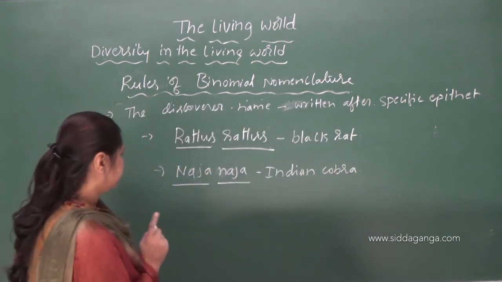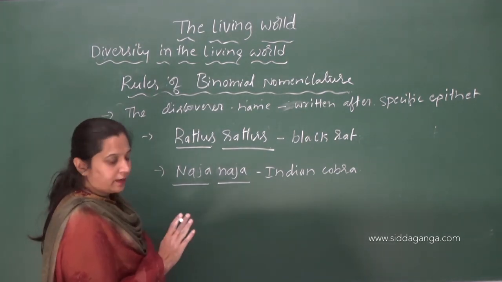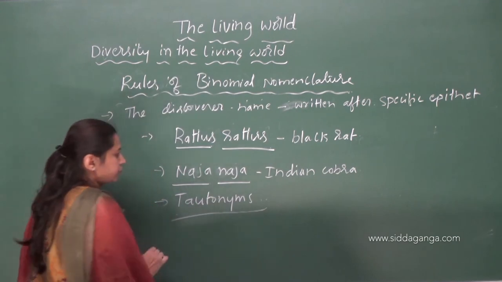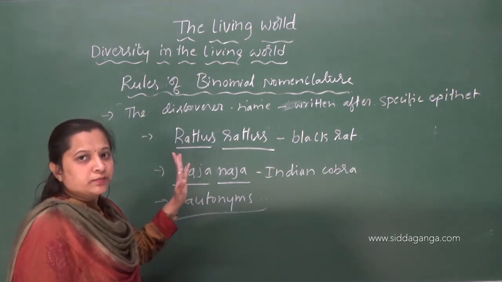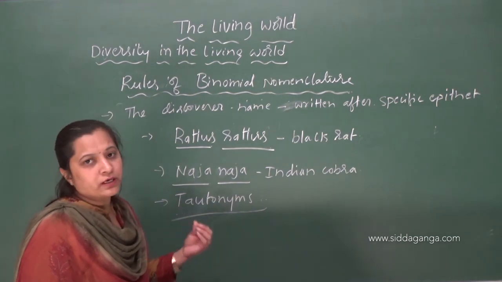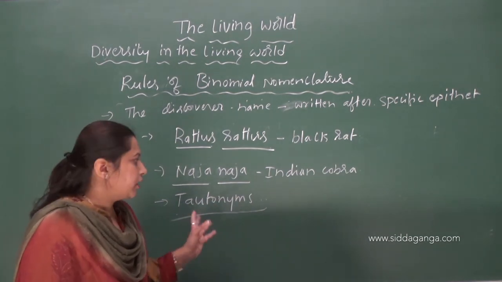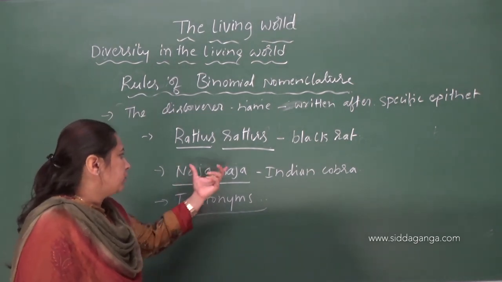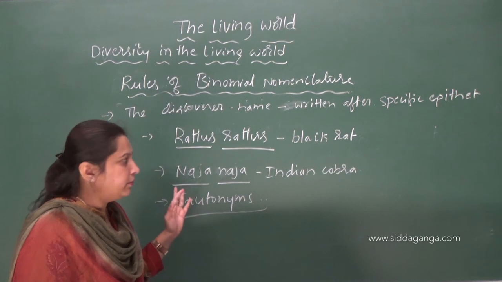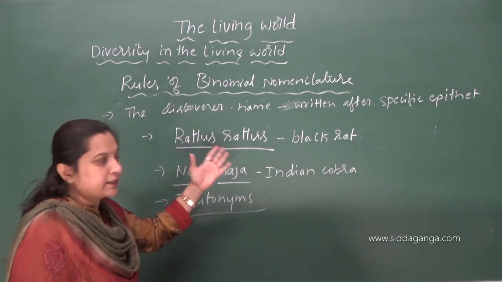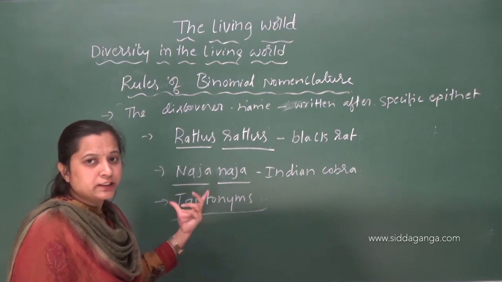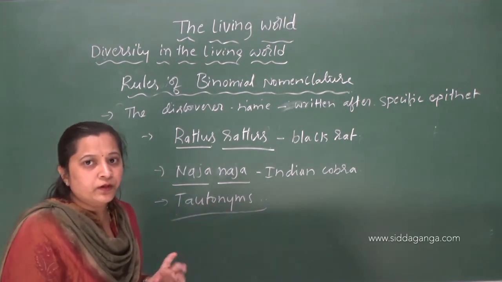Then, if the genus and the specific epithet are the same, it is called tautonyms. So tautonyms are nothing but names where the genus and the species name are the same, like Rattus rattus and Naja naja. Tautonyms are not valid for plants, not valid for botanical names, but zoologists use them. As I said, the scientific name of the Indian cobra is Naja naja, with genus and species names the same. In this example also, for the black rat, the scientific name is Rattus rattus. Where species and genus names are similar, they are called tautonyms. Understood this much clearly?